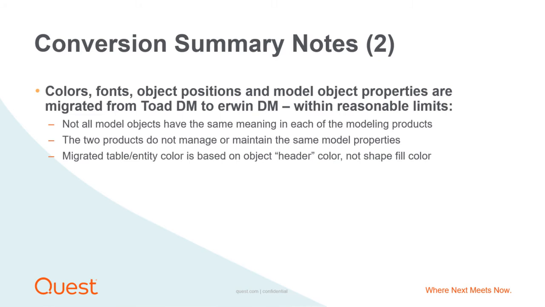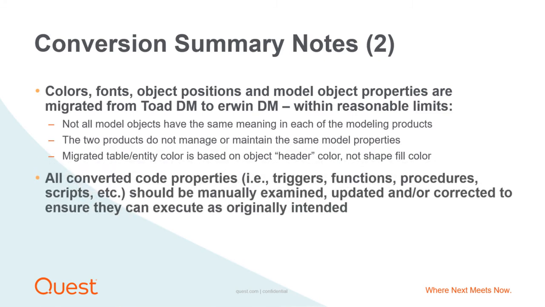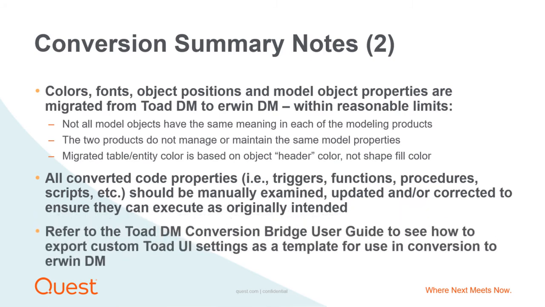Migrated table entity color is based on object header color, not shape fill color. All converted code properties, that is, triggers, functions, procedures, scripts, etc., should be manually examined, updated, and/or corrected to ensure they can execute as originally intended. And finally, refer to the Toad Data Modeler Conversion Bridge Utility Guide to see how to export custom Toad user interface settings as a template for the conversion to Erwin Data Modeler.